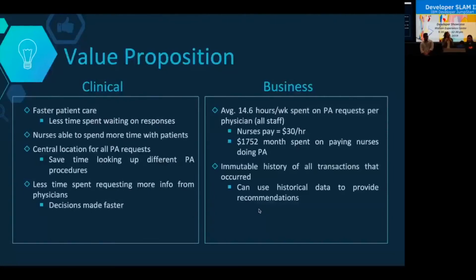So here's the value that we're looking to get from this project. First, we're hoping that this leads to faster patient care. The less time we spend waiting on responses, the more likely patients will get treated faster, and less likely they are to get more sick.